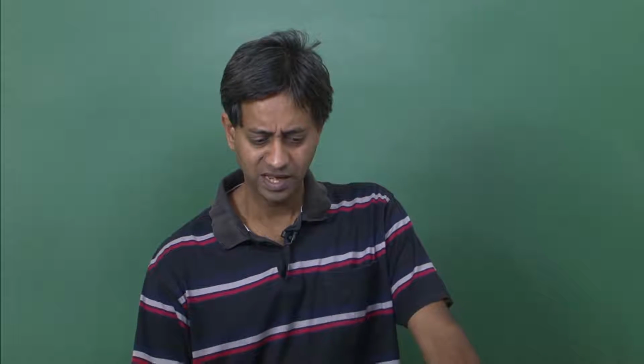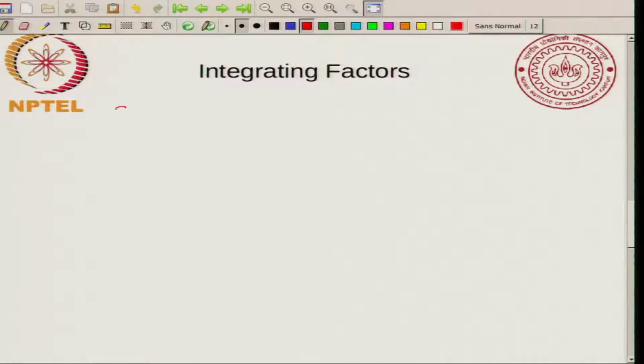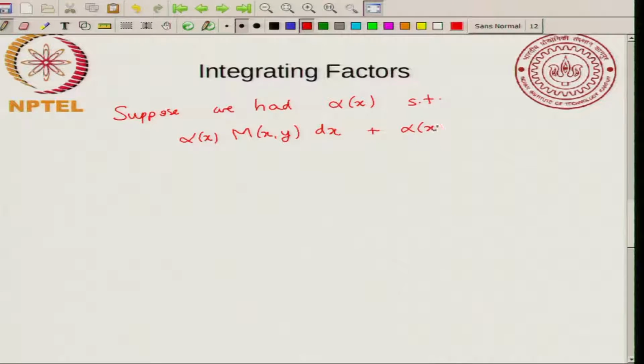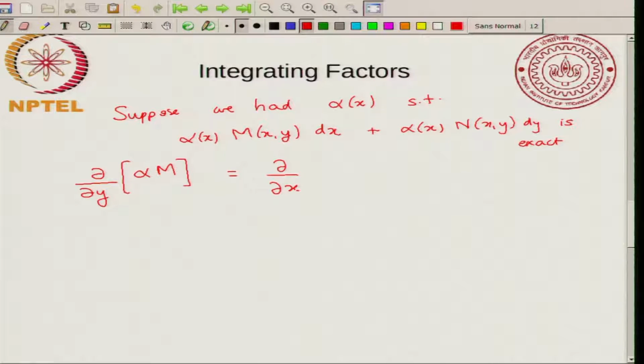Now, suppose you had an integrating factor that depends only on x. Suppose we had alpha of x such that alpha of x times M of x, y, I am writing explicitly the dependence on x and y here, plus alpha of x N of x, y dy is exact. If this is exact, then we use the condition for exact differential. So we say that dou by dou y of alpha times M is equal to dou by dou x of alpha times N.